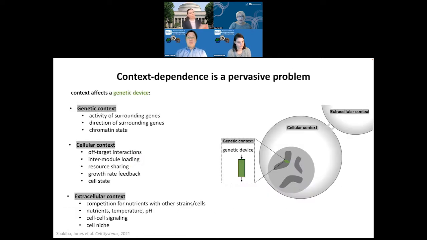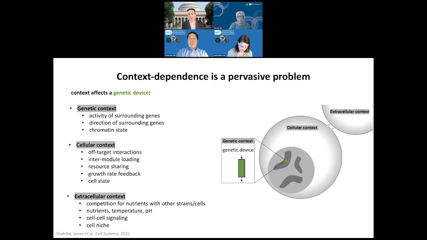So here, just one slide overview of why parts are not insulated. Any genetic device that we build in the cell is going to have a behavior that depends on its context. Contexts include genetic context, such as the activity of surrounding genes and the directions of surrounding genes. And if you're working in mammalian cells, it depends on chromatin state. And we know well how difficult silencing is, for example, if we integrate circuits inside the genome.